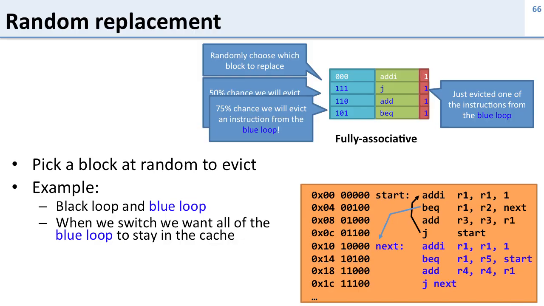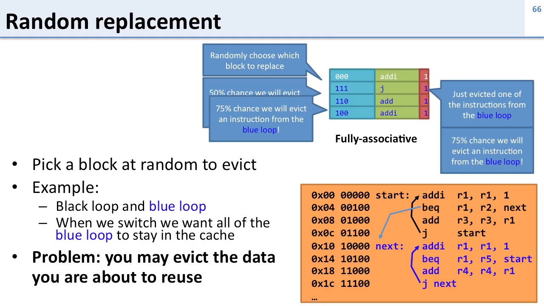And now when we go to do our next instruction in our loop, we have a 75% chance we're going to evict another one from the blue loop. So now we go up and we do the add I, and well, we end up evicting another blue instruction. So this is not good for performance. When you have a random replacement cache where you're randomly choosing things to replace, you may evict the data you're about to reuse because it's evicted at random.